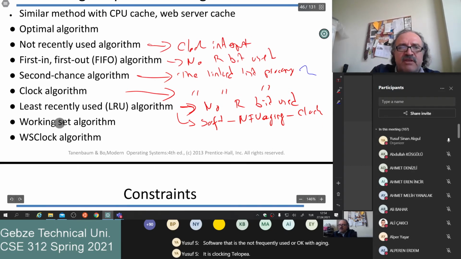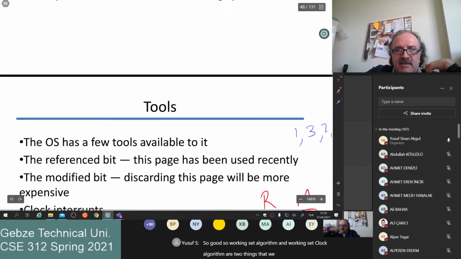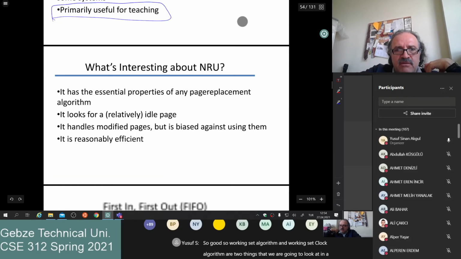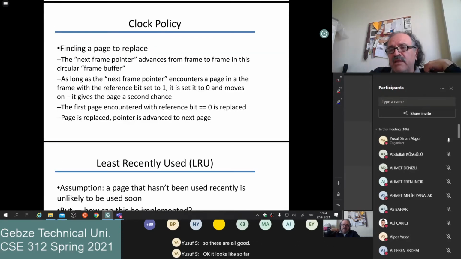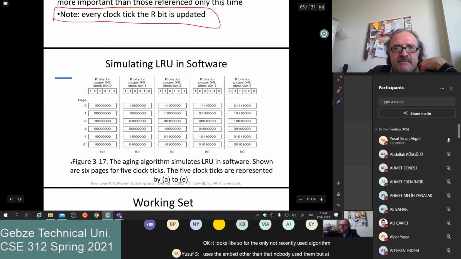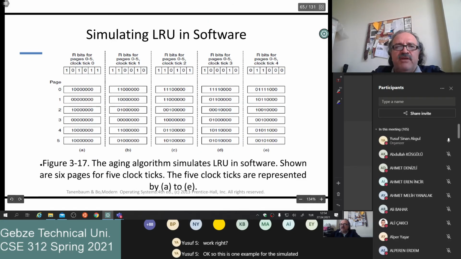So good. So the working set algorithm and the working set clock algorithm are two things that we are going to look at in a few minutes, and we'll talk about that later. Okay, so these are all good. It looks like so far the only not recently used algorithm uses the R bit. Other than that, nobody used the R bit at all, right? Okay, so this is one example for the simulated LRU in software.